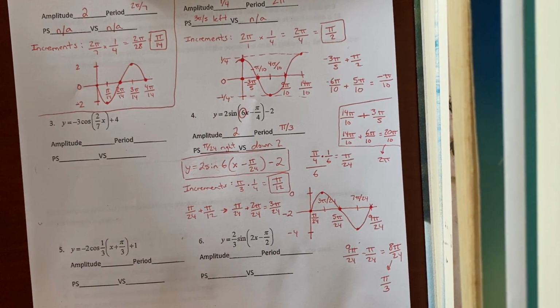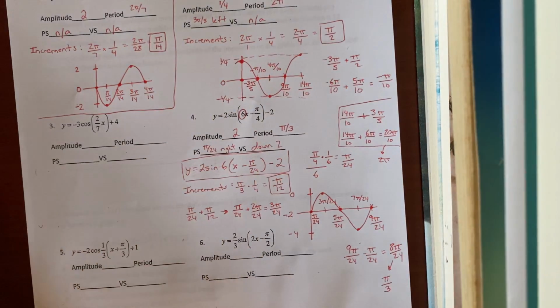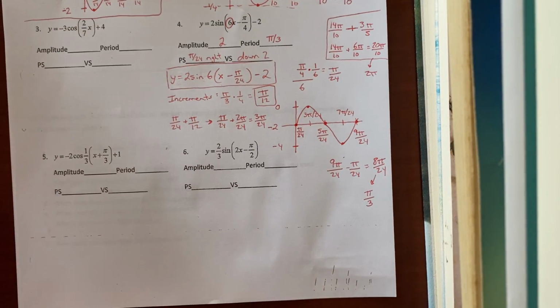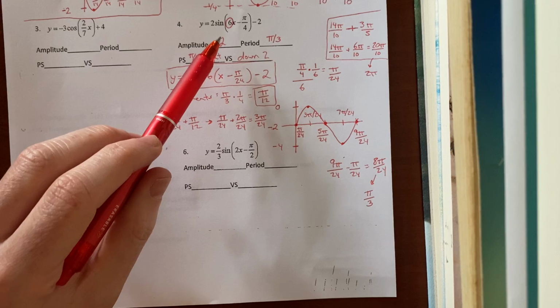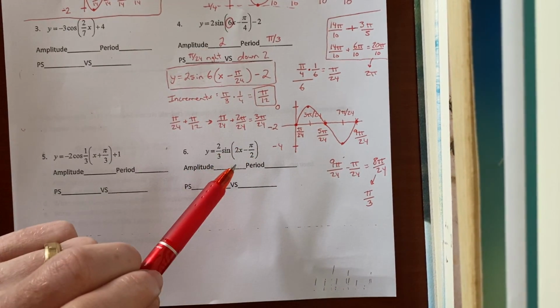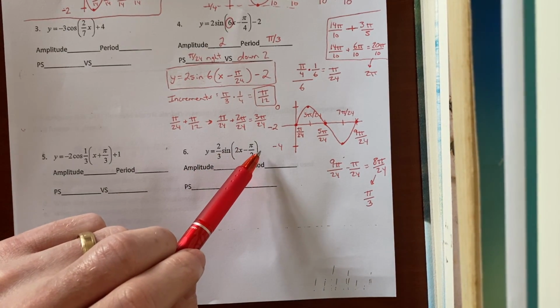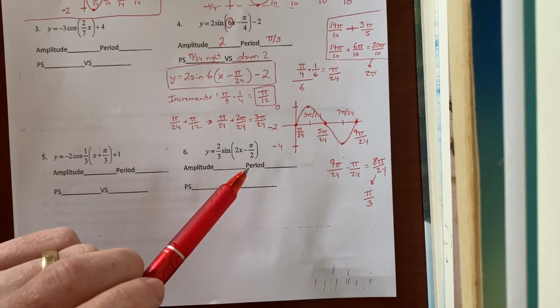All right, guys, it is not going to get any more difficult than question number 4. All right, last question of the day. We'll do question number 6. Very similar to this question. I would say it's a little bit easier because my numbers are smaller. I also have no vertical shift, so my midline is going to be at 0.